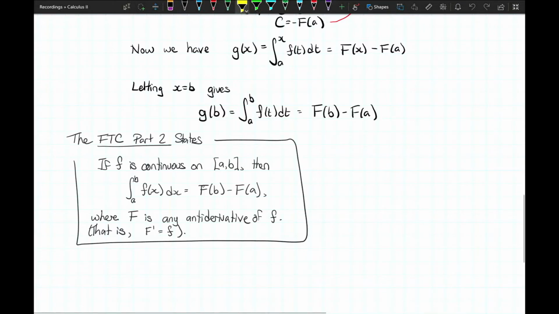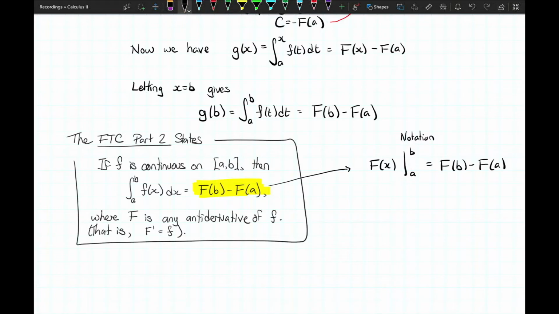Now, a little notation for this. The difference F of b minus F of a is going to come up a lot, and sometimes it helps to show a few steps along the process where we need to maybe find the antiderivative first before we start plugging in a's and b's. So we represent this with the notation capital F of x evaluated from x equals a to x equals b. That means we need to find the antiderivative F of x, and then in our next step, we're going to plug in our b, and plug in our a into this function and subtract and find the difference. And that notation could be really helpful in this next example.